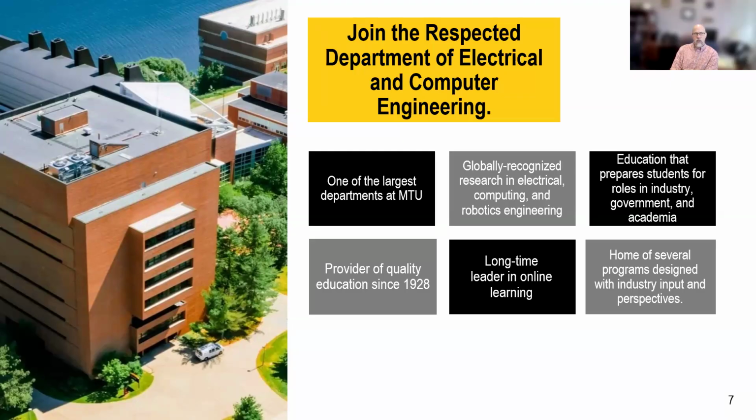So effectively, I think we've got 130 undergrad students, about 90 master's students, and about 40 PhD students. So we're a pretty large department. We have a lot of globally recognized research in three main areas: electrical engineering, computer engineering, and robotics engineering. So we pride ourselves on an education program and curriculum that really is industry leaning.